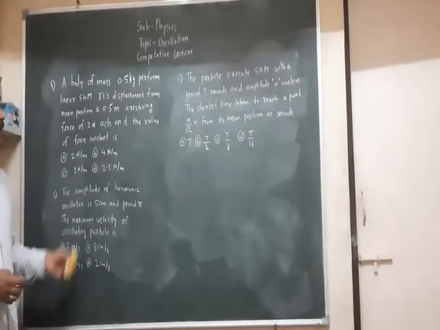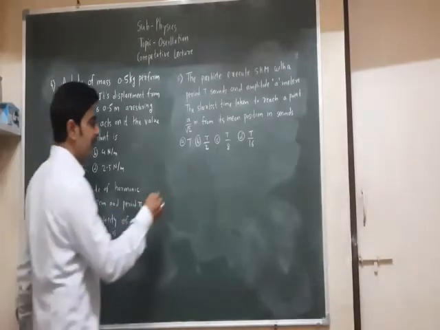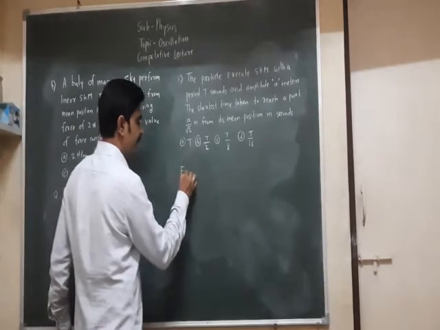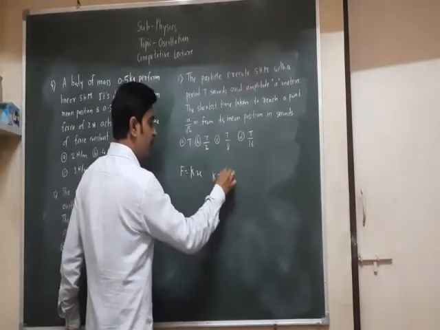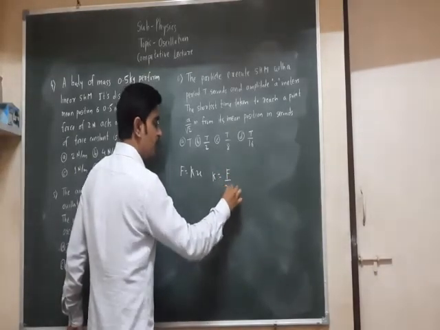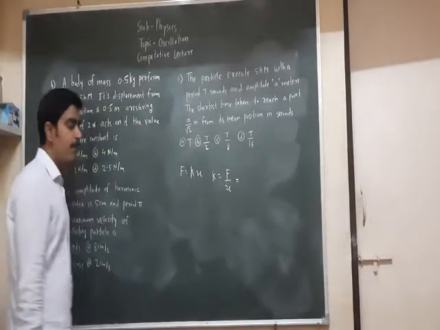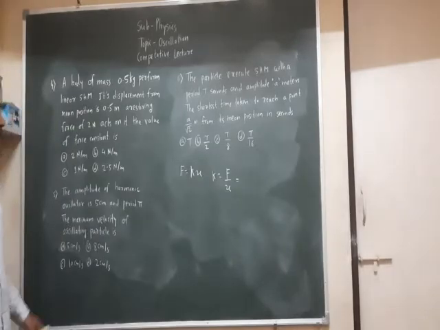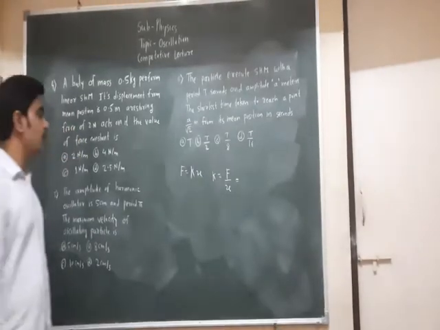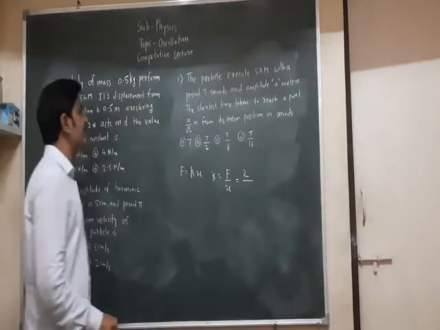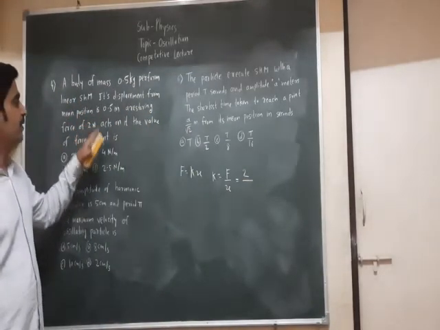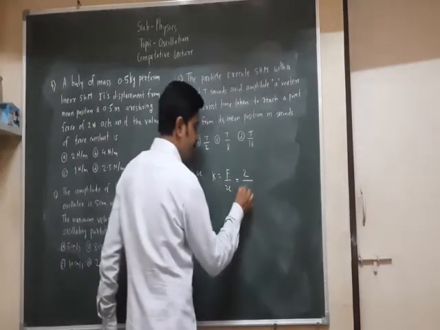So here we know the formula that F is equal to KX. Now in the given question the force constant is asked here. So K is equal to F upon X. Now what is the value of force? The value of force is 2 Newton. And X, what is X? X is the displacement, and the displacement is 0.5.